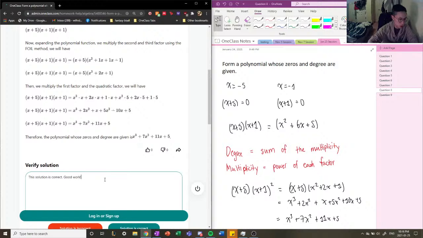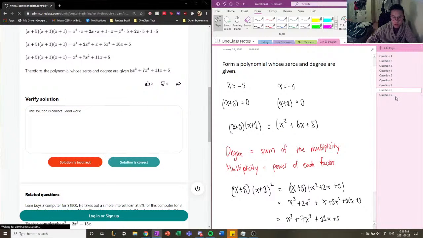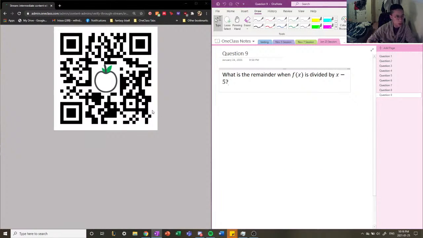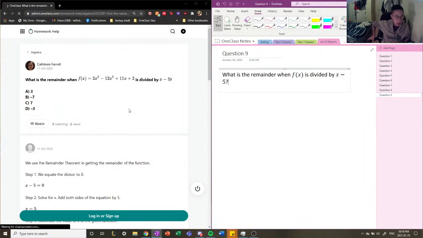Good work. And finally, let's move on to the last question, which is another question about long division. Here they're asking us to find the remainder again. In this question, I'm just going to go through it, and you can pause the stream and try to run through a solution using either synthetic division or long division. I'll use both in the end, but I want you to pause the stream and try this question yourself while I work on it myself.